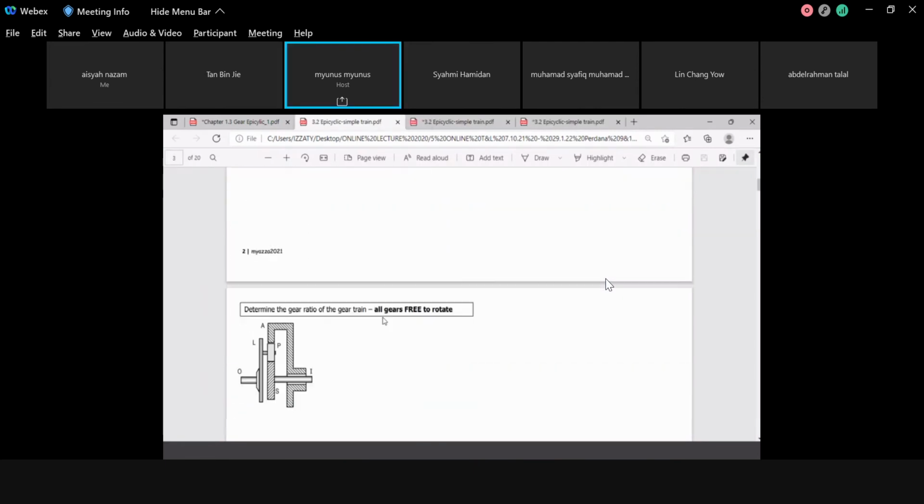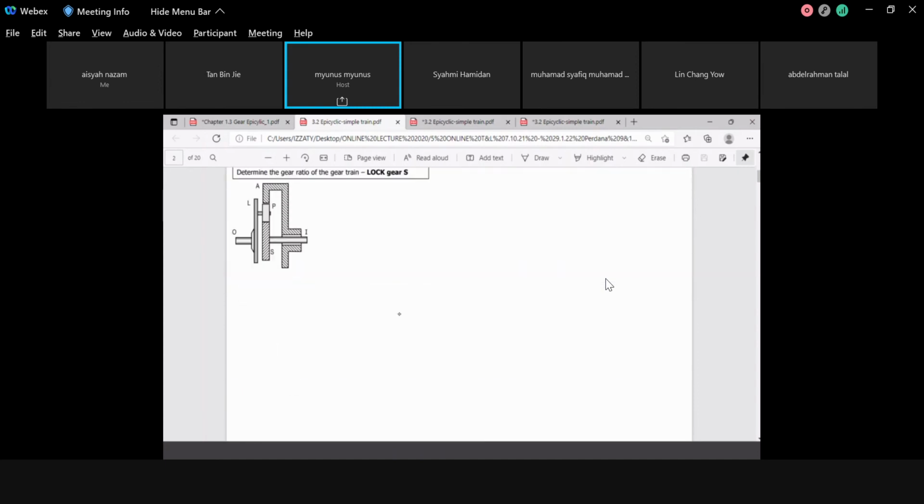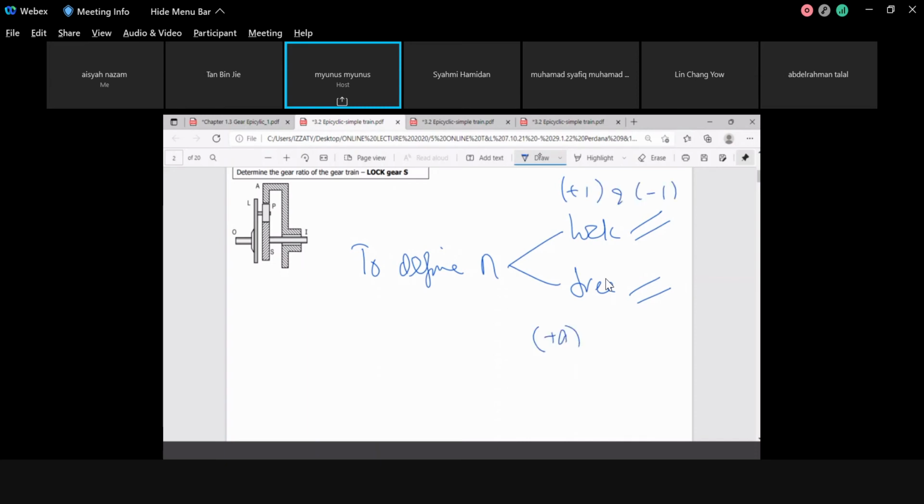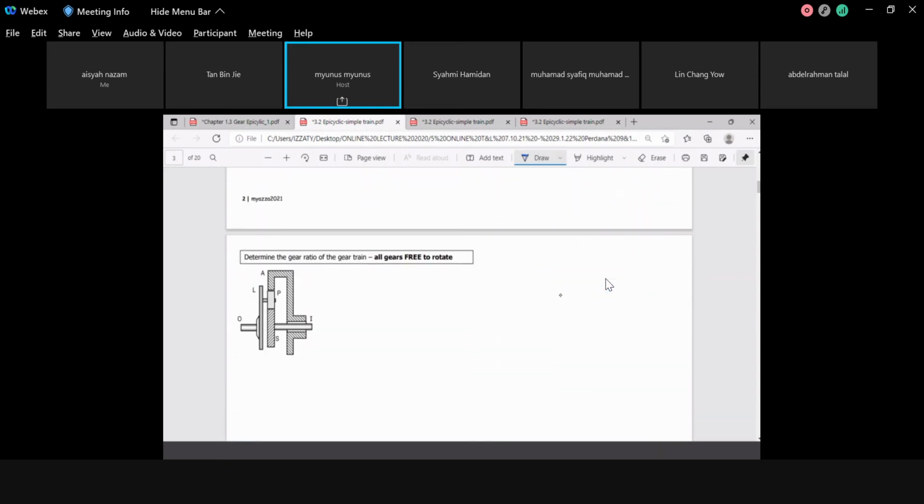Now, okay, now we free all the gears. Remember, to define, I put it another time. To define how to calculate, you have to lock and this one is done. Now we free the gear. Lock plus 1 and minus 1. Free plus A and plus B. Okay, now I'm going to fit the gear. So in your notes, in your book, you found that this one is the O, this one is I.